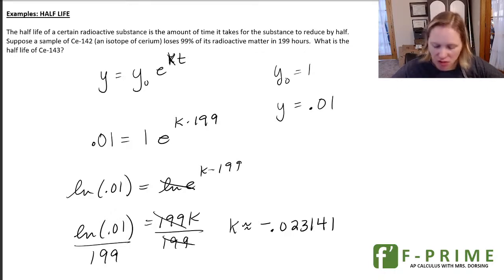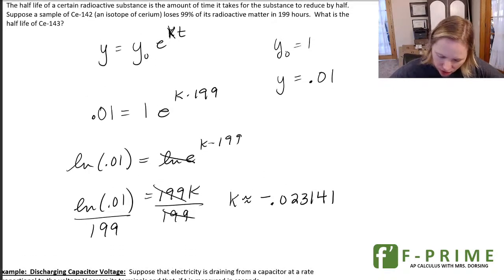So I know that this is the rate of decay. Now I'm going to figure out, okay, well, it took 199 hours to decrease by 99%. Well, now I just want to decrease by 50%. How long is it going to take to do that? And that number is my half-life. So let's plug everything in.